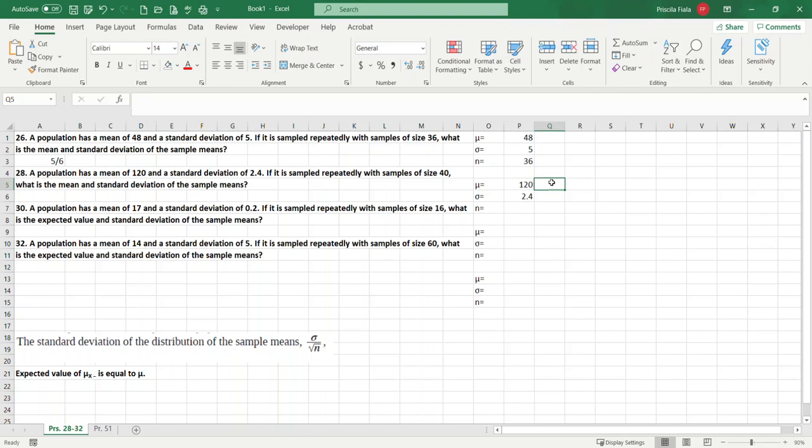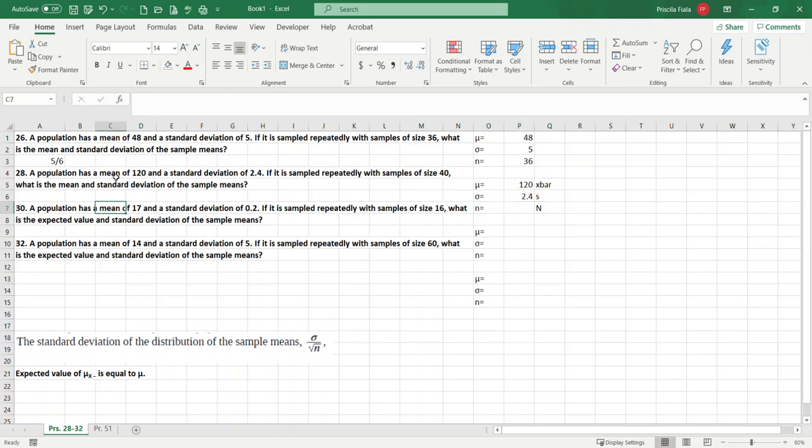Remember, if you're talking about the mean of the population, it is mu. If you're talking about the mean of the sample, it is x bar, x with a bar on top. The standard deviation of the population is sigma, and the standard deviation of the sample is s. The population size is capital N, and the sample size is small n.